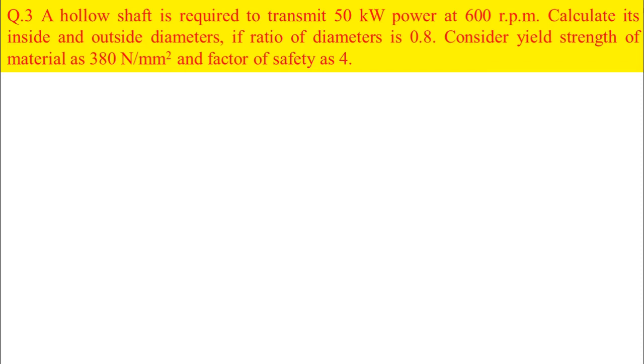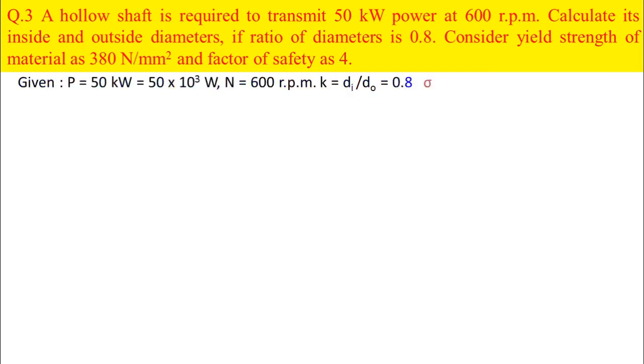Now we will write down the given data. Power is given in kilowatt, therefore we have to convert it into watt. 50 into 10 raised to 3 watt. Speed is given, capital N is equal to 600 rpm. Ratio, diameter ratio small k, di by d0 is given 0.8, and in this problem we have been given yield strength sigma yt is equal to 380 Newton per mm square and factor of safety as 4.